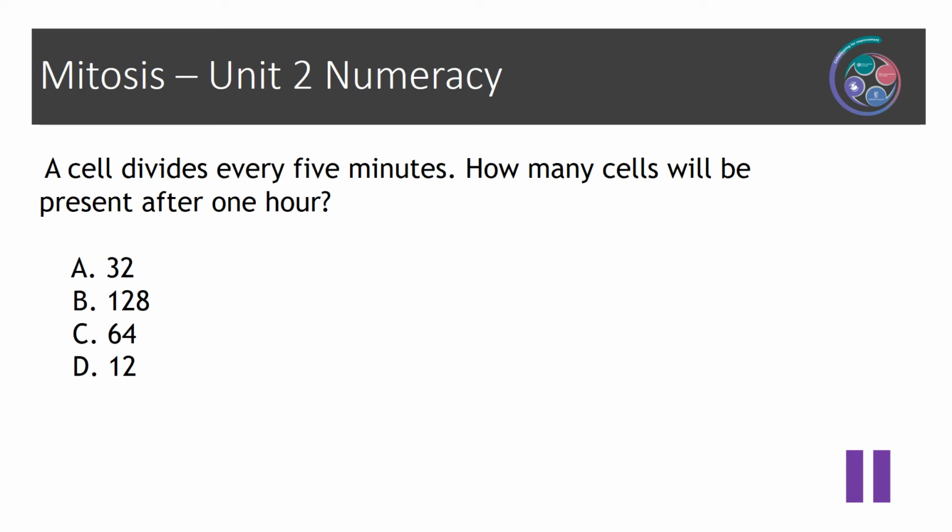Here's a question for you. Example 1. A cell divides every 5 minutes. How many cells will be present after 30 minutes? A 32, B 128, C 64 or D 12? Please pause the video here and try this question now. Take a couple of minutes to do so, and when you have an answer, press play and we will correct your answer.